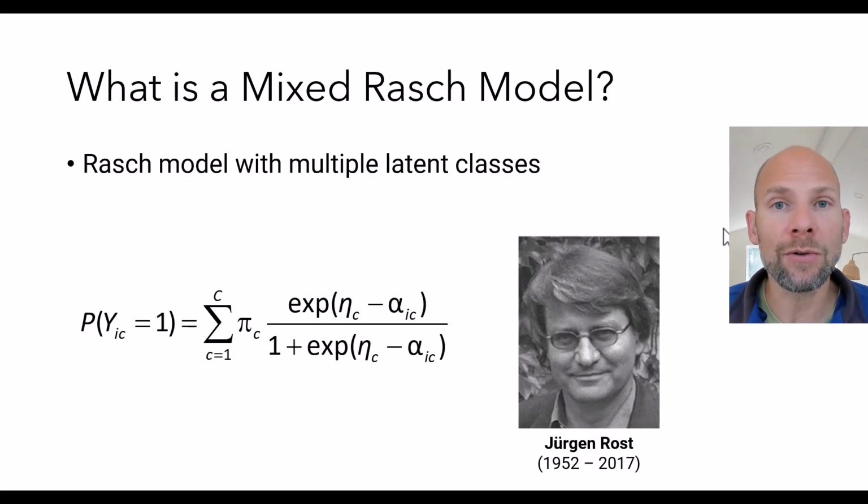And you can see also what is different here in the equation compared to the Rasch model is that we have an index c for the latent class membership. So the person parameters or the person values eta c are specific to class c, and so are the item parameters. So that's most important, or that's what we mostly look at when we estimate the parameters of a mixed Rasch model. We look at the class-specific item difficulties alpha ic, and we look at whether those item difficulties vary across latent classes. So let's take a look at an example.